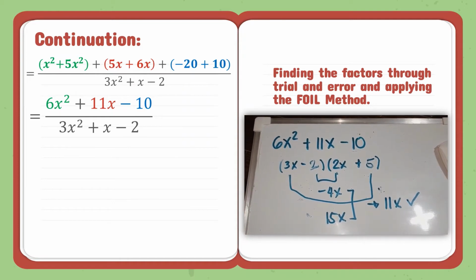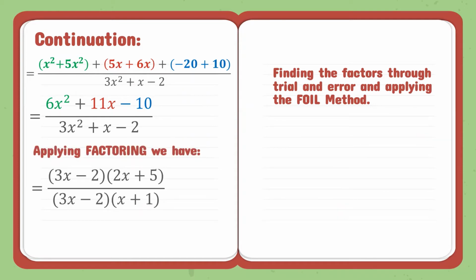The factors of 3x squared plus 11x minus 10 are the quantity of 3x minus 2 times the quantity of x plus 5 over the factors of 3x squared plus x minus 2. We have the quantity of 3x minus 2 times the quantity of x plus 1. Cancelling out the common factors, we have 3x minus 2 and 3x minus 2. Cancel that one out, and our answer is 2x plus 5 over x plus 1. So this is now our final answer.